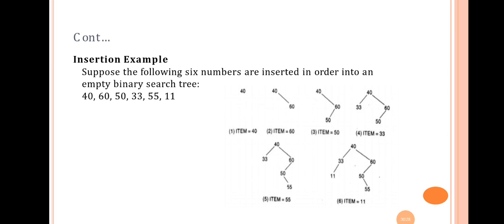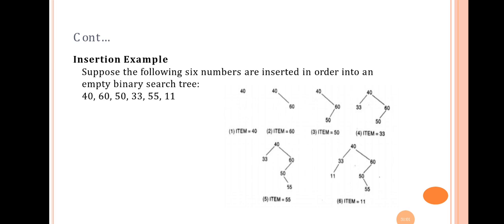And then 33. Now 33 is compared with 40. 33 is less than 40, so it is placed on the left side. And then 55. Now 55 is compared with 40. It is greater than 40, so it goes to the right side. And then it is compared with 60. It is less than 60, so it goes to the left side of 60. And then compared with 50, it is greater than 50, so it is on the right side of 50.